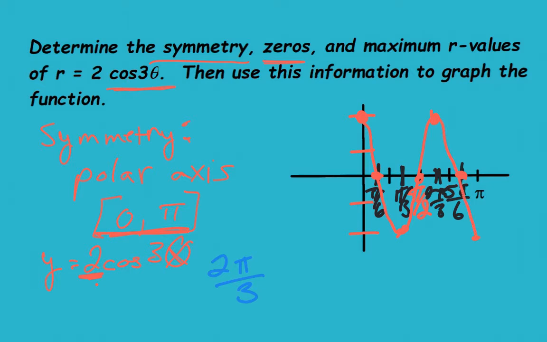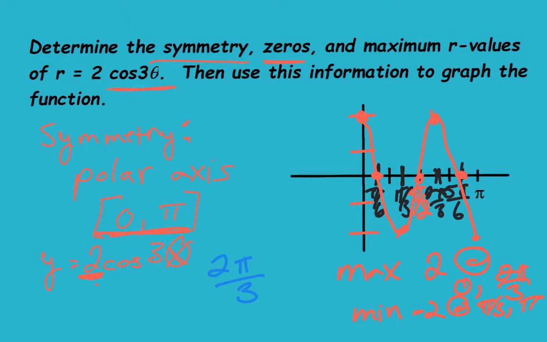So to graph it, a few things I can tell from this before we go. I put a polar coordinate plane on here. I know that my max values are going to be at 2, and my min at negative 2. At 0 and at 2 pi over 3 are my max values. My min then is at negative 2 at pi over 3 and at pi. So those are going to be my two min values.